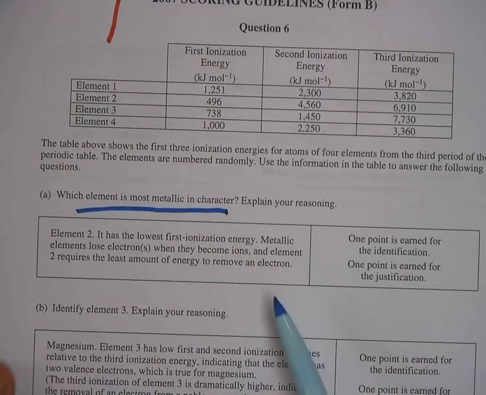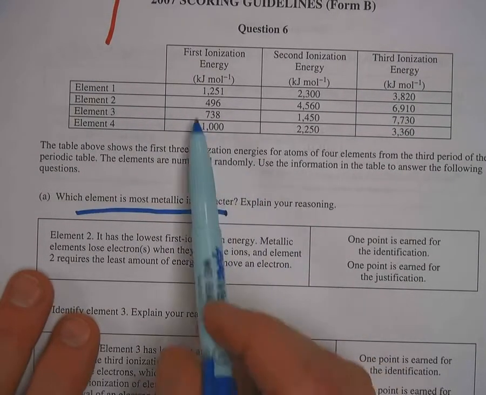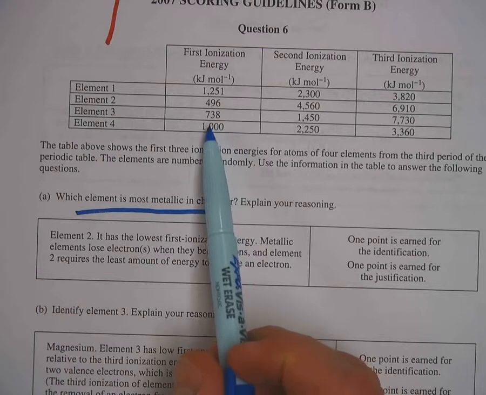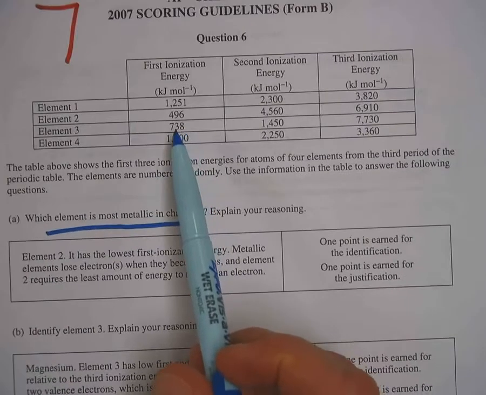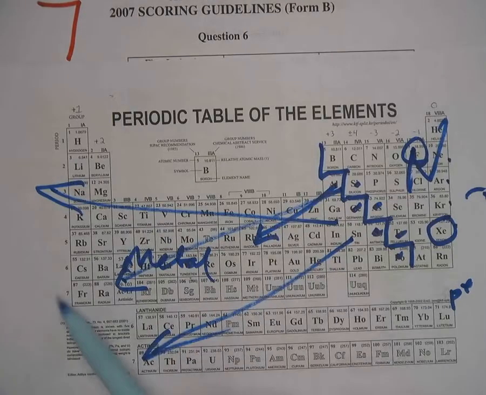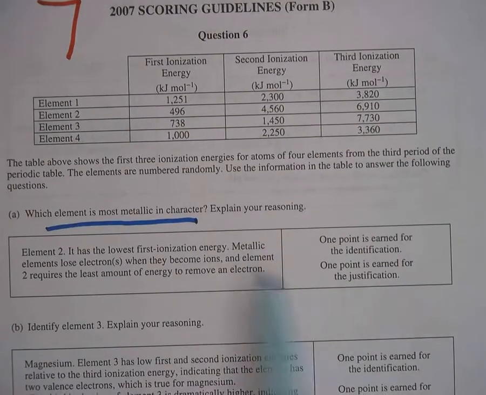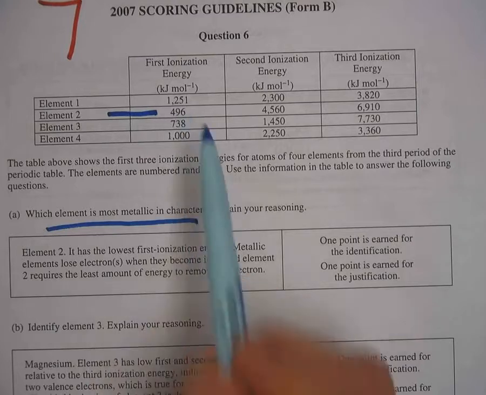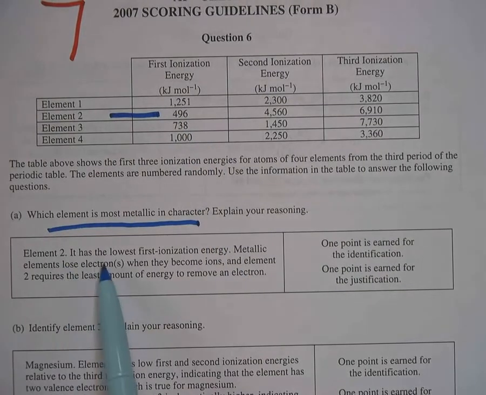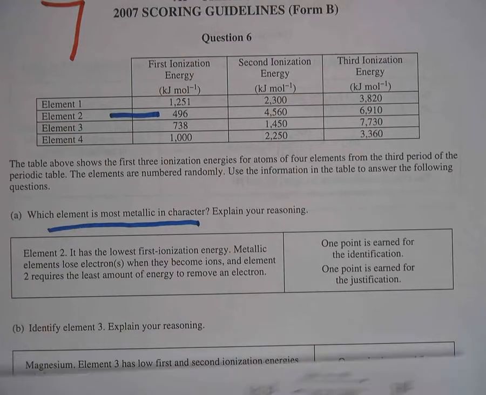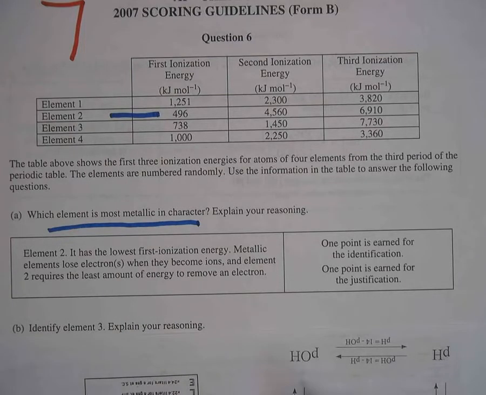So you look at these elements right here, and what you want to do is find one with a low first ionization energy, because obviously things over here easily give away electrons. They're good metals. They're low ionization energies. So your low ionization energy right here is 496. Element 2 has the most metallic character. Metallic elements lose electrons when they become ions, and element 2 requires the least amount of energy.